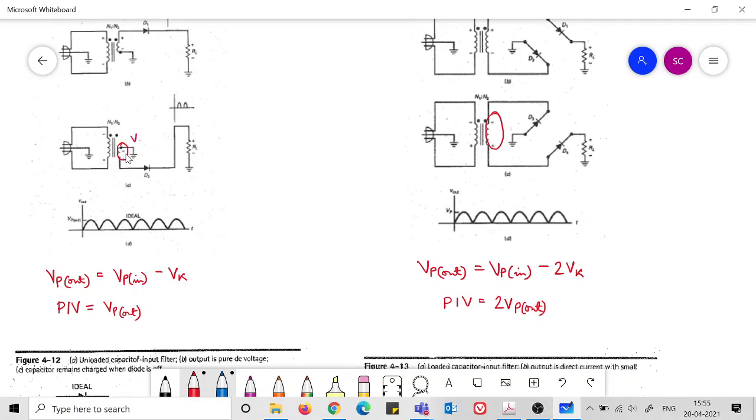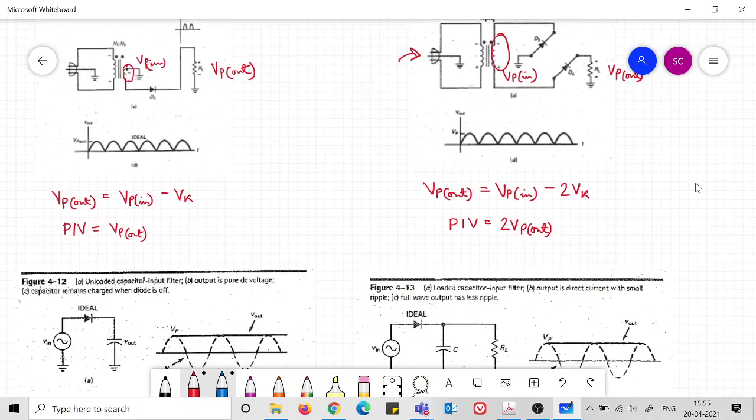So this is Vp in and this is Vp out. This is Vp in and this is Vp out. For a numerical problem, you might have to first calculate what this Vp in would be, because probably this particular voltage will be given to you. So you have to calculate what Vp in is by utilizing the idea of a transformer.